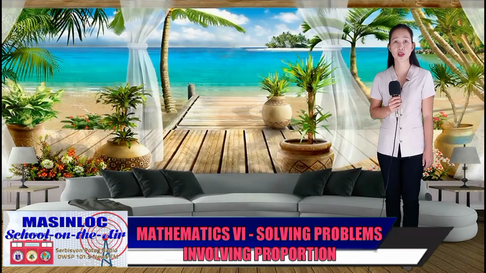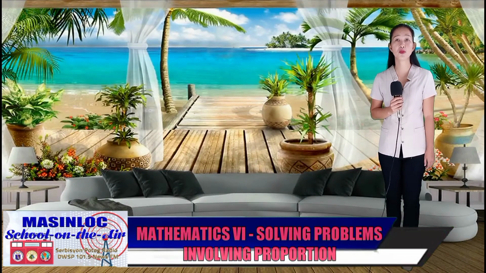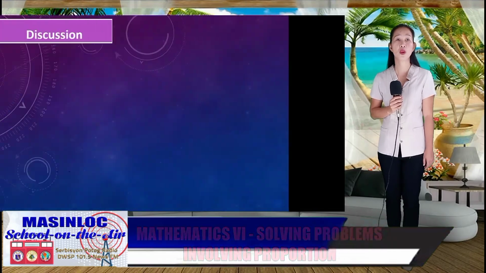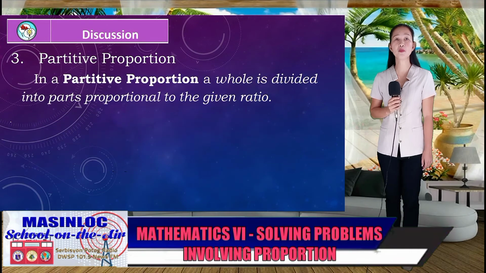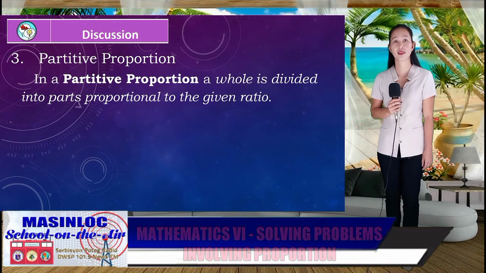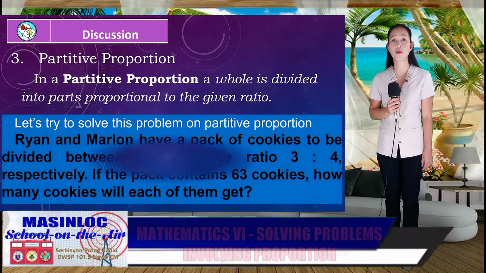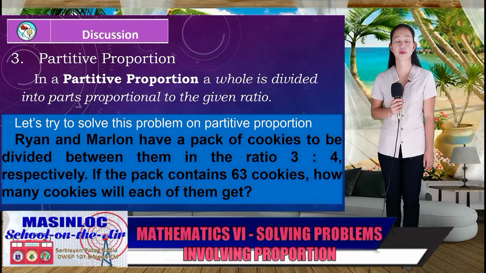We are done with inverse proportion. Let us move on to the next proportion problem, which is partitive proportion. In a partitive proportion, a whole is divided into parts, proportional to the given ratio. Let's try to solve this problem on partitive proportion.